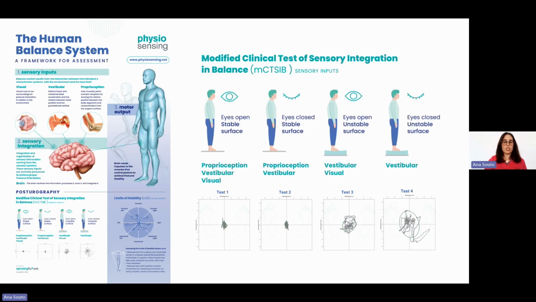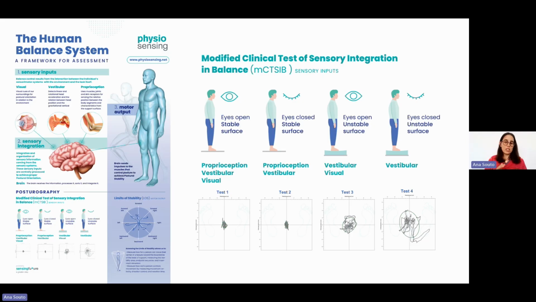On the third condition, we are going to add a foam pad, and the foam pad is going to decrease the quality of the proprioceptive information. And so, as a compensation, the vestibular and the visual system would need to be able to respond to this test condition. And on the fourth and the last condition, we maintain the foam pad, but we ask the patient to close the eyes. And here, the only system that is not altered is the vestibular system.